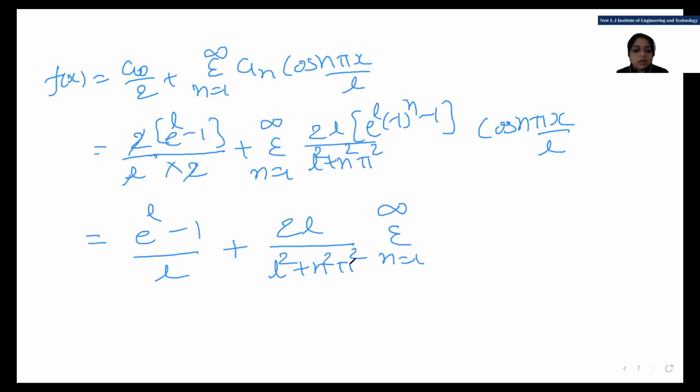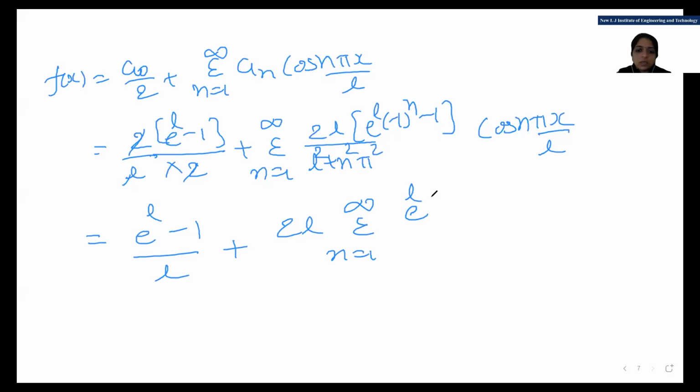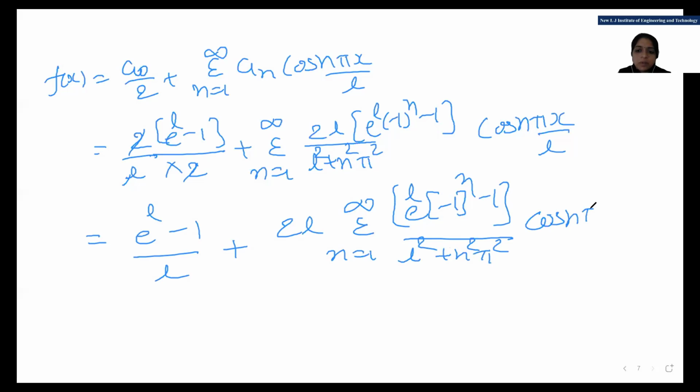We can't do it here, as n is there, so we cannot write it in common. We just put 2L here. Summation n 1 to infinity e raised to L minus 1 raised to N minus 1 upon L square plus N square pi square cos N pi x by L. So this is the expansion of cosine Fourier series for the given function e raised to x in the period 0 to L.